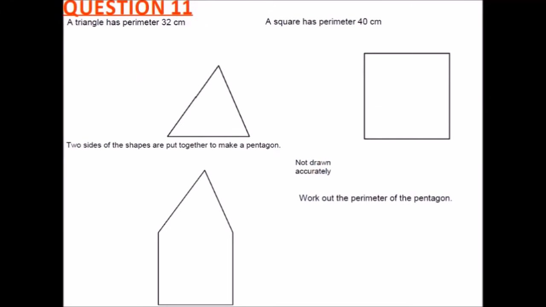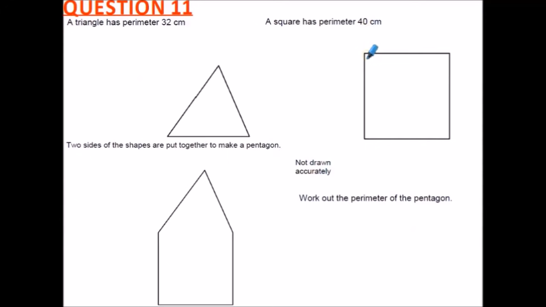Question number 11. We're told that a triangle has a perimeter of 32 centimetres. We're not told what sort of triangle it is though. We're not told if it's equilateral or isosceles or scalene. Scalene's where all the sides are different. But we're told here that the square has a perimeter of 40 centimetres.